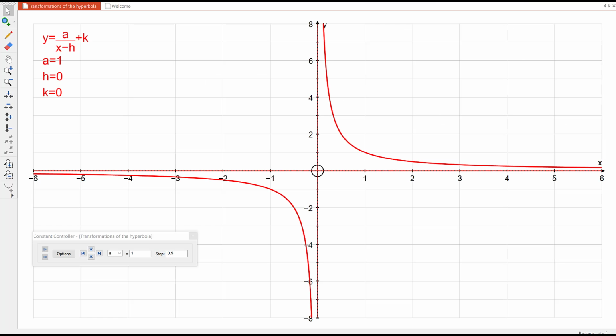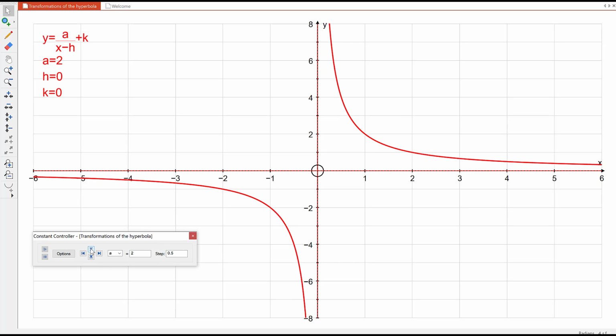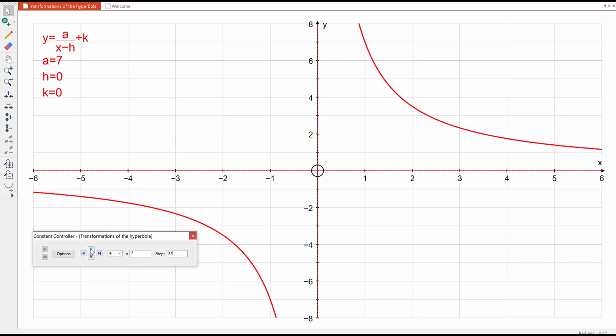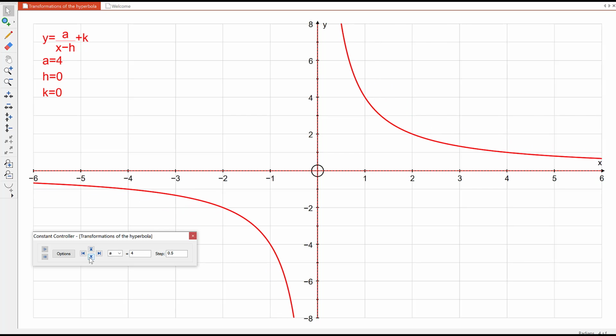Okay, so here's the graph of y equals a over x minus h plus k. At the moment, a is 1, h is 0, and k is 0, so this is just y equals 1 on x. Okay, so what we see here is as we increase the value of a, we're dilating away from the x-axis by, in this case, a factor of 7. So you can see that the original hyperbola went through (1, 1), and now it goes through (1, 7). It went through (-1, -1), and it now goes through (-1, -7). So we've dilated the graph away from the x-axis by a factor of 7.